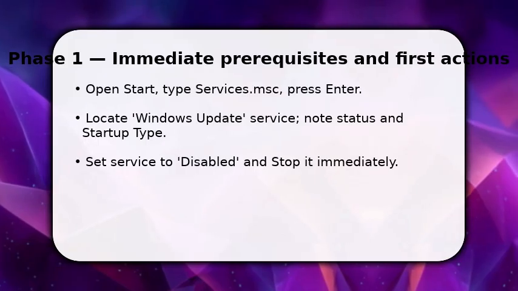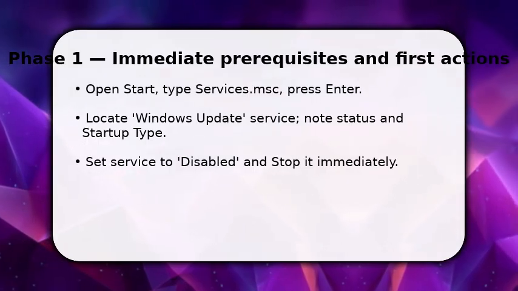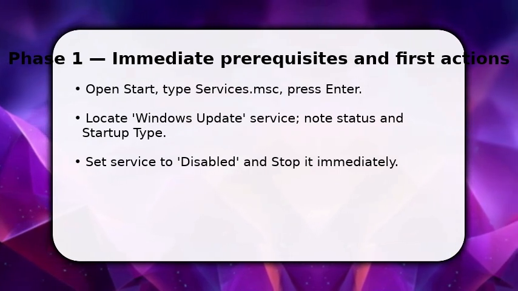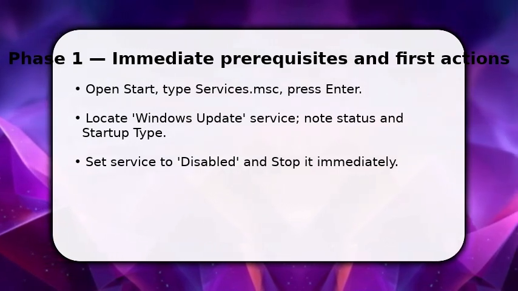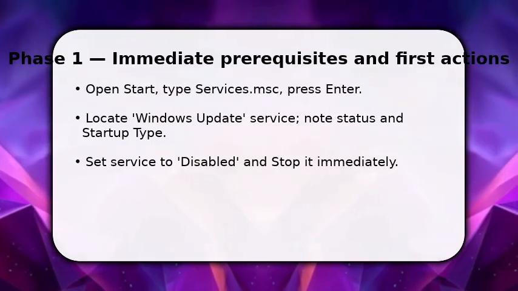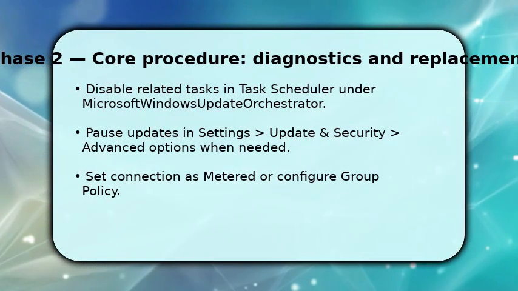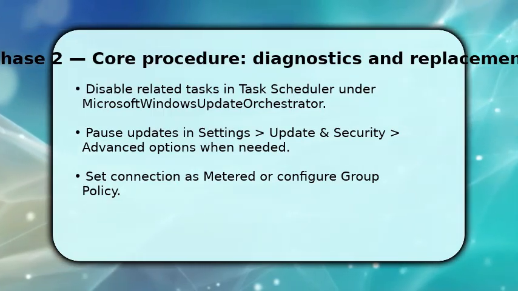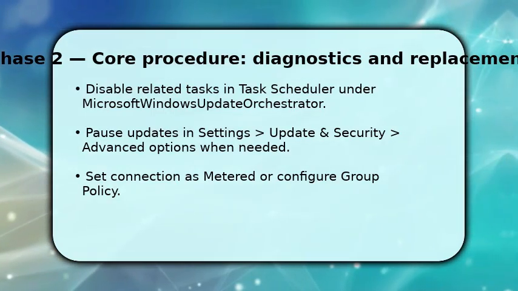Make sure to run with administrator rights, otherwise Windows will block changes, and you will not be able to stop the service. Once the service is stopped, you should prevent Windows from re-enabling updates automatically. Open Task Scheduler and disable tasks in Microsoft/Windows/UpdateOrchestrator and WindowsUpdate to stop scheduled triggers.